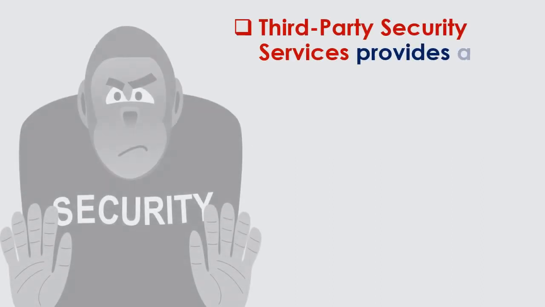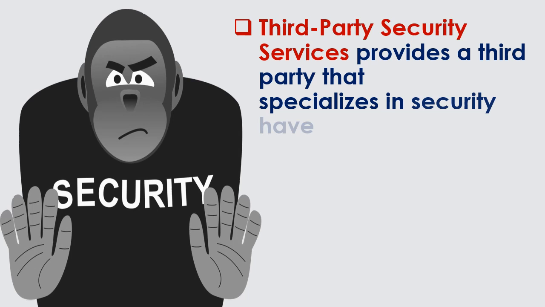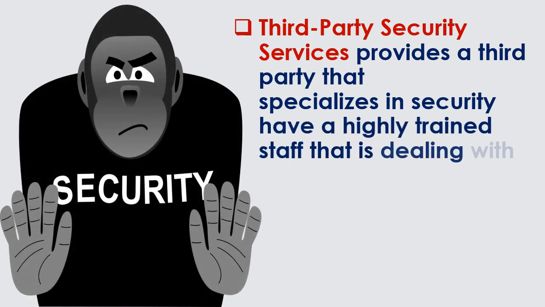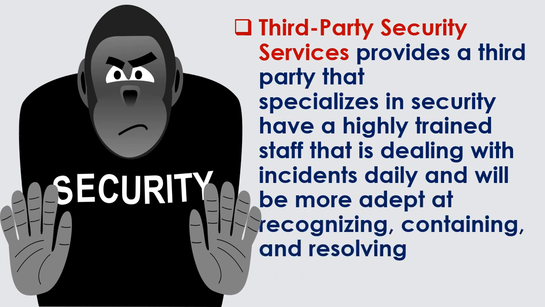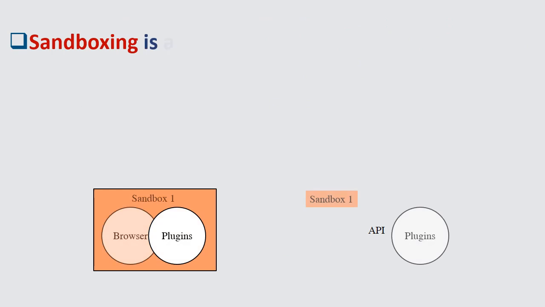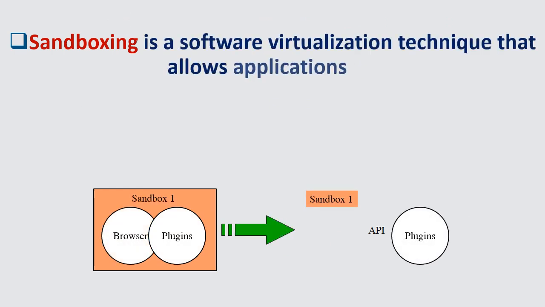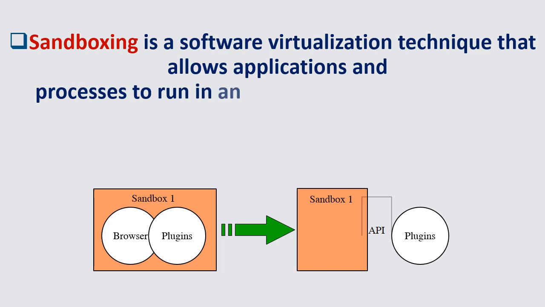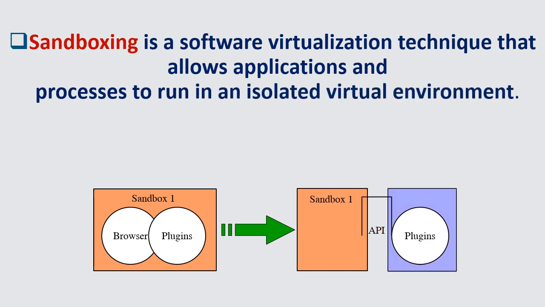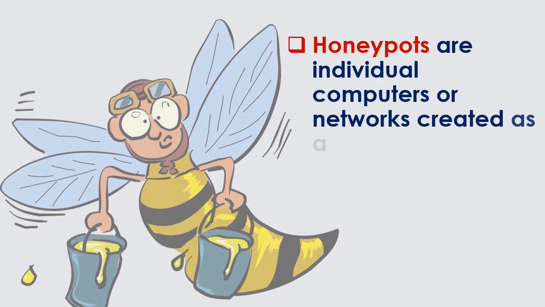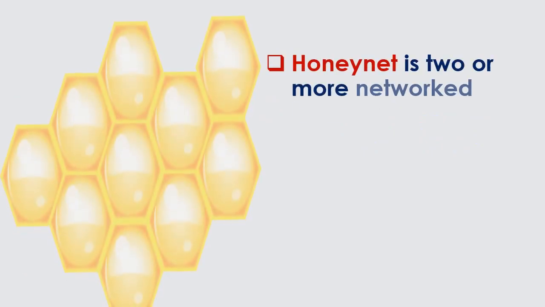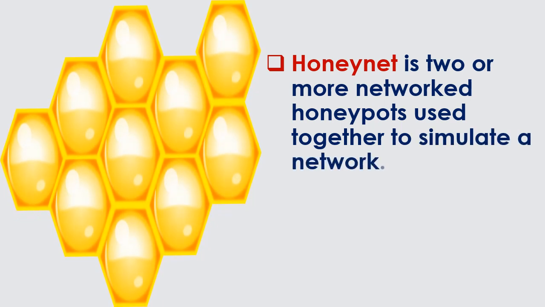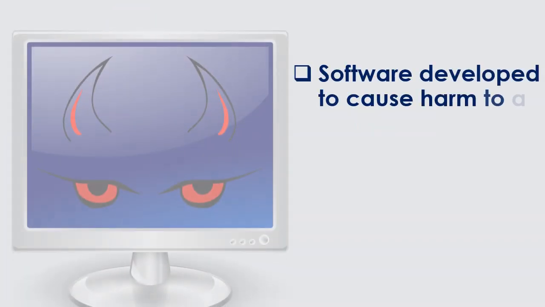Third-party security services provide a third party that specializes in security and has a highly trained staff that deals with incidents daily and will be more adept at recognizing, containing, and resolving security problems. Sandboxing is a software virtualization technique that allows applications and processes to run in an isolated virtual environment. Honeypots are individual computers or networks created as a trap for intruders. A honeynet is 2 or more networked honeypots used together to simulate a network. Software developed to cause harm to a system is known as malware.